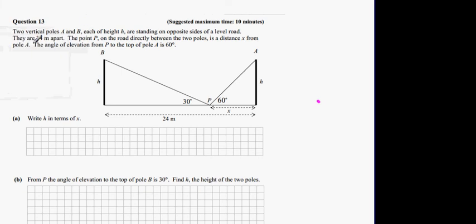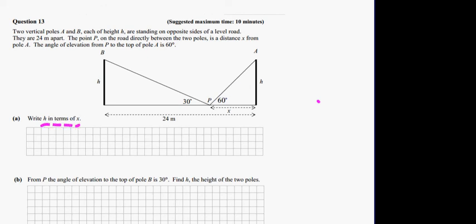What we have here is two vertical poles, A and B, of height h, standing on opposite sides of a level road. They are 24 metres apart in total. The point P on the road directly between the two poles is a distance x from the pole A. The angle of elevation from P to the top of pole A is 60 degrees. Write h in terms of x.